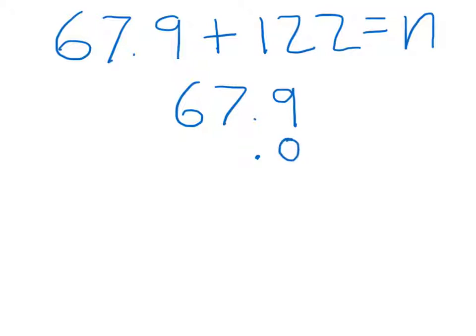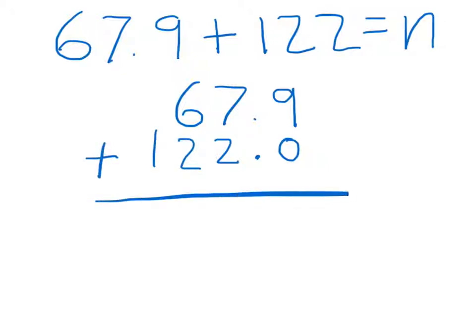So I've got a 0 right here, 2 in the ones place, 2 in the tens place, and a 1 in the hundreds place. So when I add this up, I get 9 plus 0 is 9, 7 plus 2 is 9, 6 plus 2 is 8, 1 plus nothing, and then I drop that decimal point down. So I got 189.9. All right, that's the end.